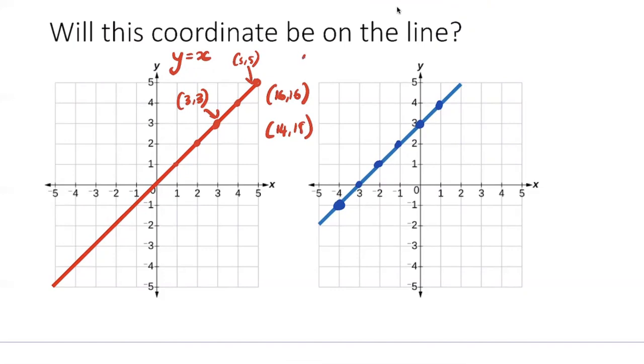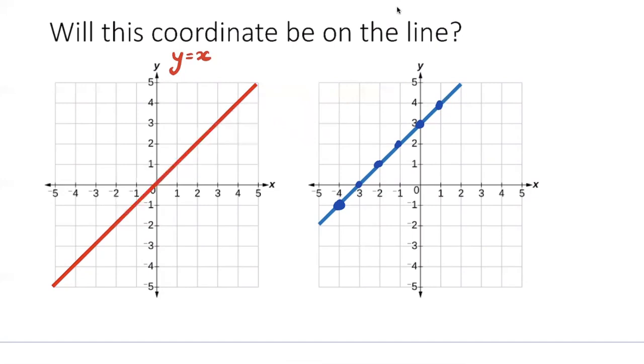So 16, 16 here is perfectly possible. That one, in fact, is definitely going to appear on this line. So that's a yes. On the next one, we have 14, 18. Well, because 14 and 18 are not the same, y isn't equal to x, and therefore this is wrong.